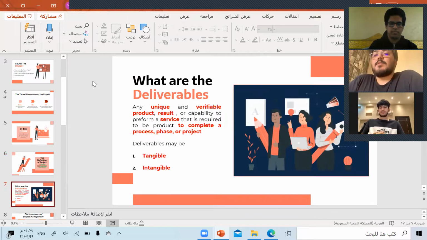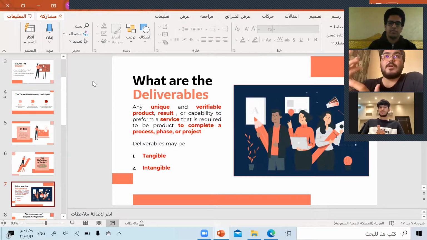What are the deliverables? Deliverables are delivering parts of the project to the client in a period of time. And these deliverables represent the final project. Like if we're building a bridge and we finish the main body, we can deliver it to the client, and that's called deliverables. That's all.